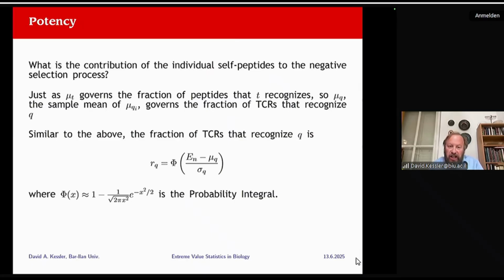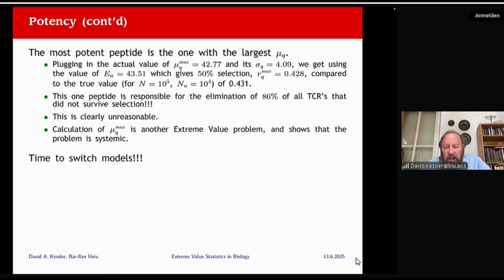Now, just as mu t governs the fraction of peptides that T recognizes, similarly mu q, the mean, governs the fraction of TCRs that recognize Q. It's just the same thing turned upside down. And similar to what we did before, the fraction of TCRs that recognize Q is given by a Gaussian distribution, where phi is the probability integral. It's the CDF of the Gaussian.